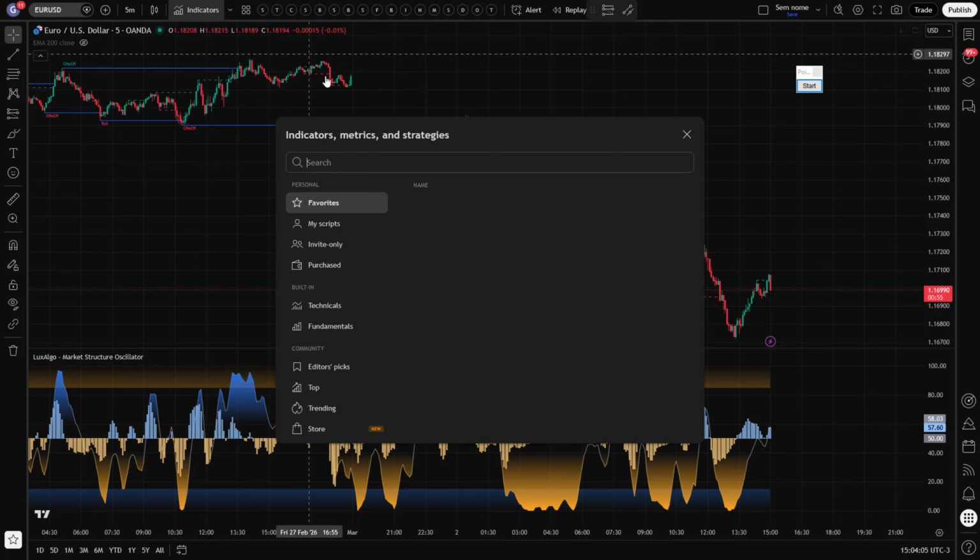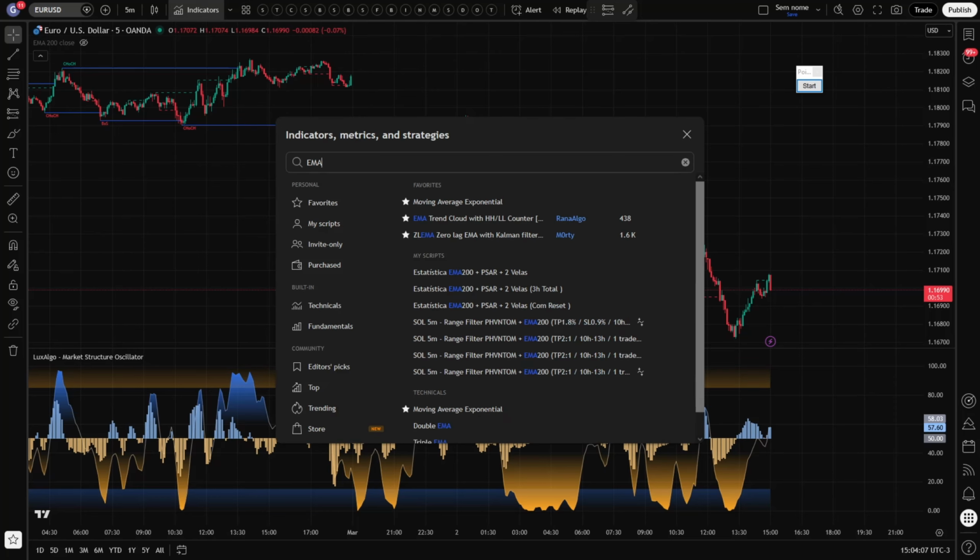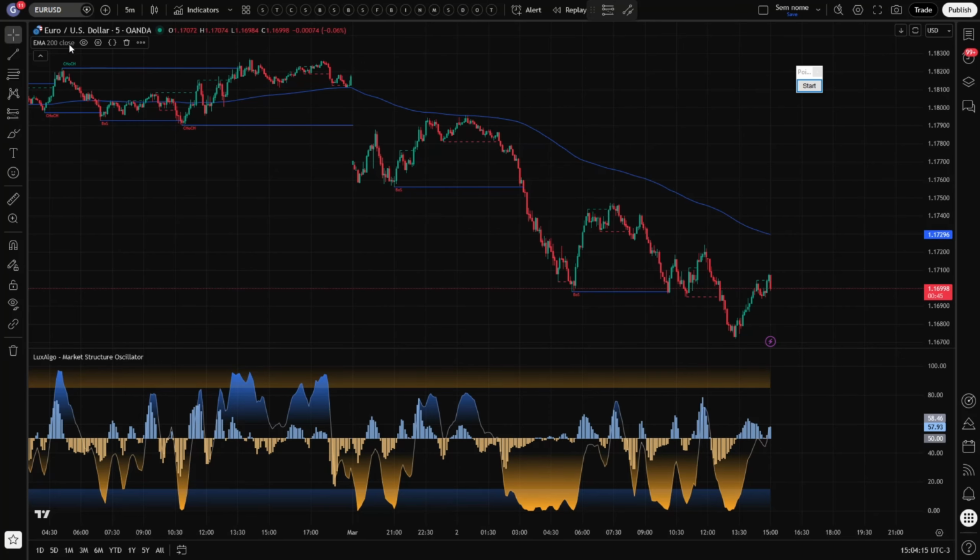I go here to indicators once more and then search for EMA. I add the exponential moving average and it's going to show up right here on my chart.